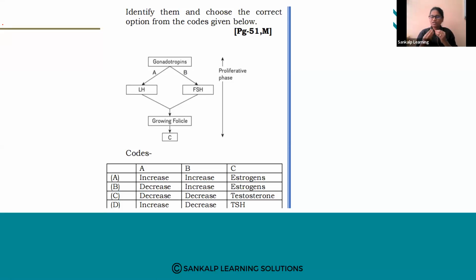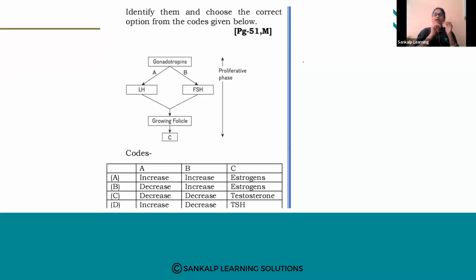So growing follicles will be releasing estrogen. So estrogen is a right answer. Two options have estrogen, A and B. So here option B is a right answer.